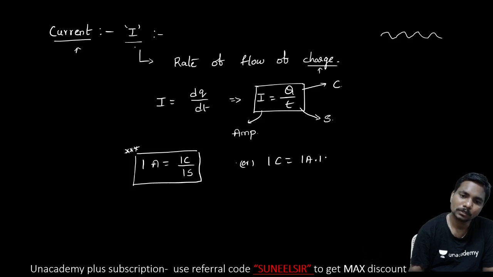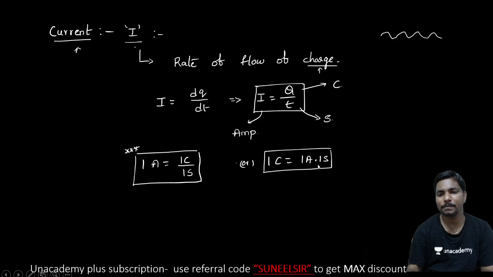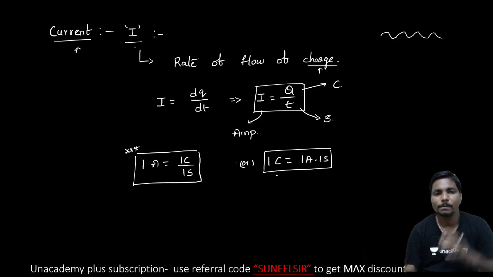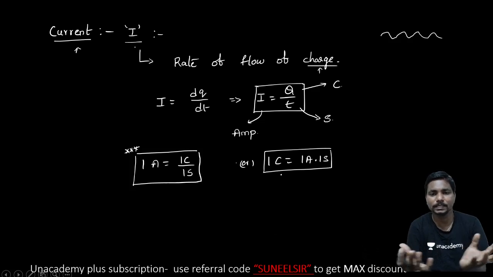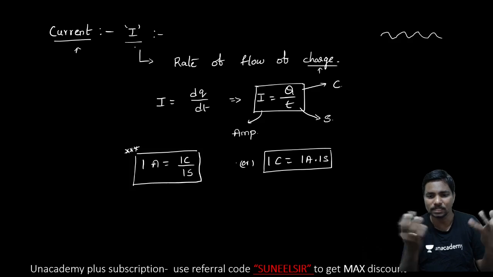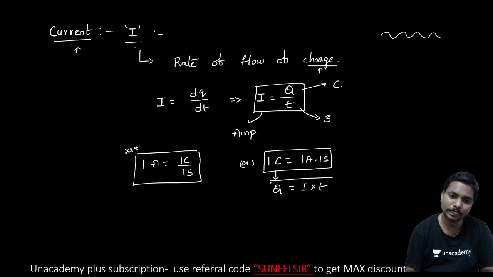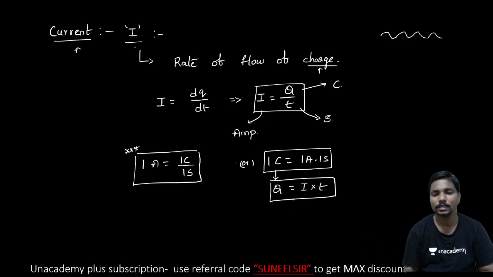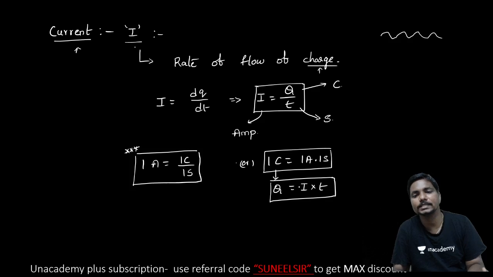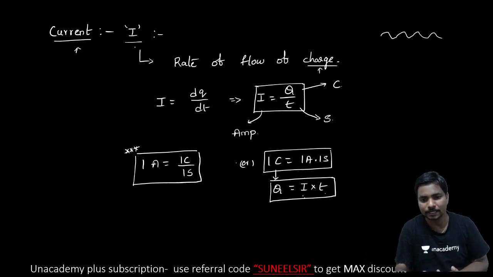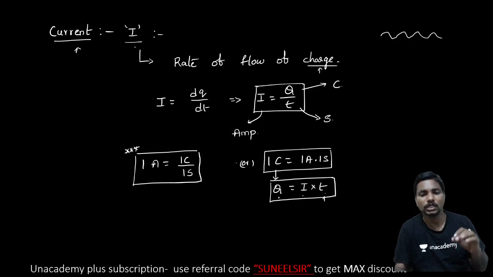We know very well batteries are denoted with ampere hour. Why ampere hour? The capacity of a battery tells how much charge is in it. That is the charge Q. Ampere is nothing but current, and time T. So Q is equal to I into T. That's why we denote the capacity of the battery in ampere hour: current in ampere, time in hour.